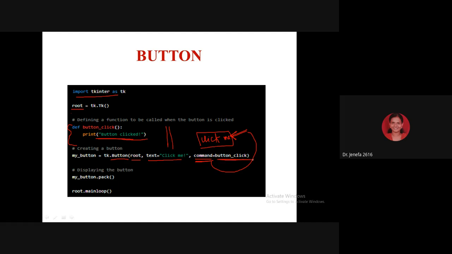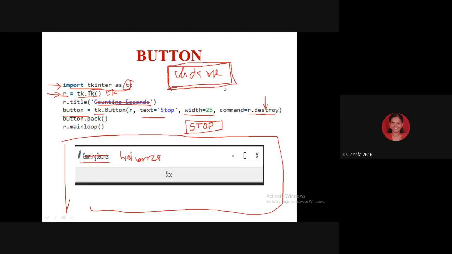What's the function that is to be called? That is button_click. So when this button is clicked, the button_click function will execute. When the user clicks this button, click me, the function will automatically be called. In the previous example we discussed command equal to root.destroy. When that button is clicked, the window will be closed.